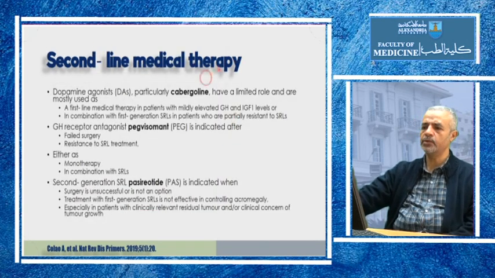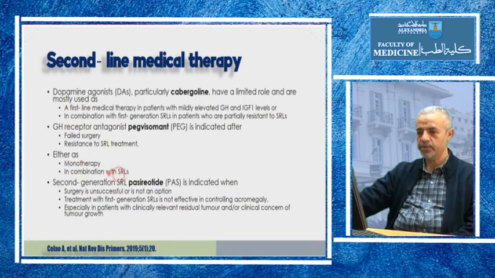Second-line medical treatment includes dopamine agonists, and dopamine agonists, specifically cabergoline, can be used as first-line medical treatment in patients with a mildly elevated growth hormone and IGF-1s, or in combination with first-generation somatostatin analogs in patients who are initially resistant to the first-line treatment. Pegvisomant, which is a growth hormone receptor antagonist, is indicated after failure of surgery or resistance to first-line somatostatin receptor agonist. It can be used either as monotherapy or in combination with somatostatin analogs.